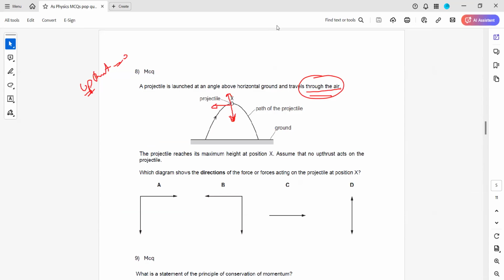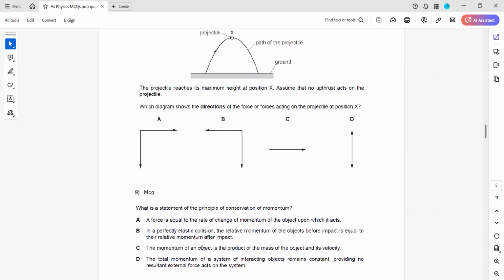So why can A not be an answer? Because there is no engine or thrust to move this. And whenever an object is moving towards the right, friction always tries to oppose the motion. So friction is towards the left hand side. Drag is not negligible. Why is drag not negligible? Because they specify here that it is traveling through the air. So if it's traveling through the air, drag cannot be neglected.